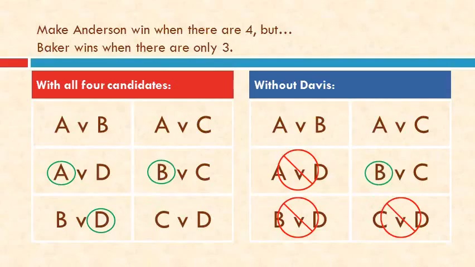This is where it gets tricky. Currently, on the left, Anderson, Baker, and Davis are all tied with 1 point apiece, while on the right, Baker is the only remaining candidate with a point. If Anderson defeats Baker one-on-one, then Baker will not win on the right. On the other hand, if Baker defeats Anderson one-on-one, then Anderson will not win on the left. Therefore, they must tie.